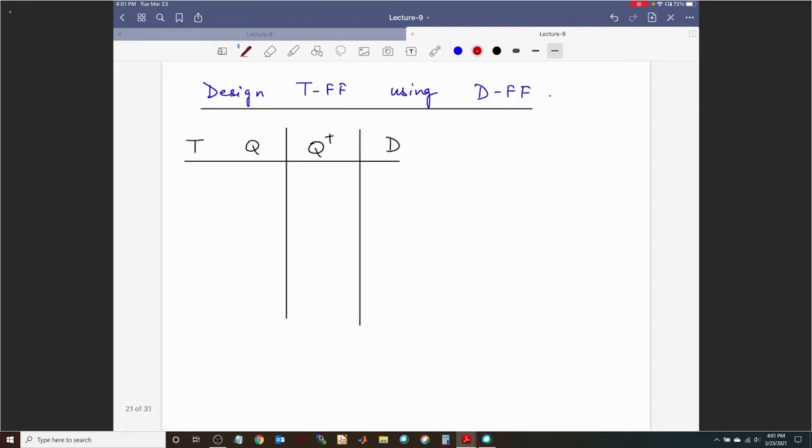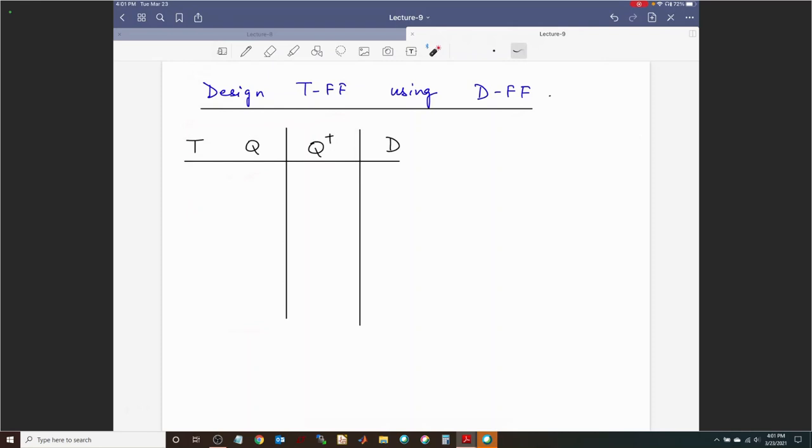Now let's do another example here. Design a toggle flip-flop using a data flip-flop. So what we have is a D flip-flop, a data flip-flop. What you want is to design a toggle flip-flop. What do you start with? Step number one is to write the next state table of the desired flip-flop. We desire a T over here, toggle. So we are going to start off with step number one, which is a characteristic table of toggle flip-flop.